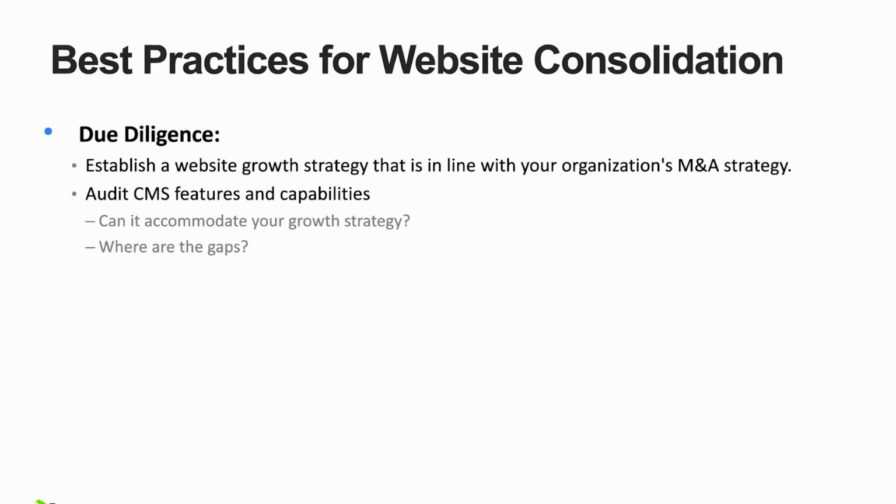So number one is due diligence: establishing your website growth strategy that is in line with your organization's merger and acquisition strategy. Firstly, you need to know what is going to be happening with your company as well as the companies it's merging or acquiring with. What is that strategy? Like I said a second ago, you might be acquiring a brand that will become a product family. Maybe it'll continue existing as its own brand. Well, you need to know that information before you can start to make changes to your web applications to accommodate those kinds of things.